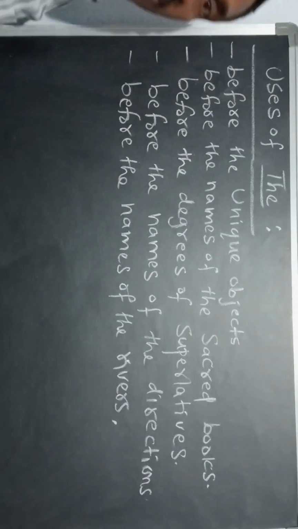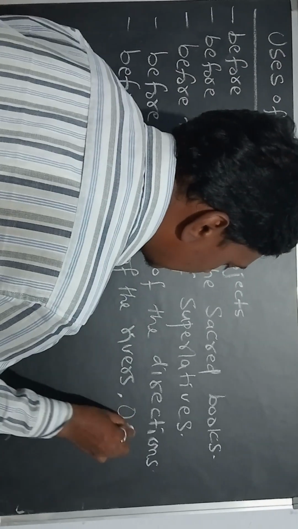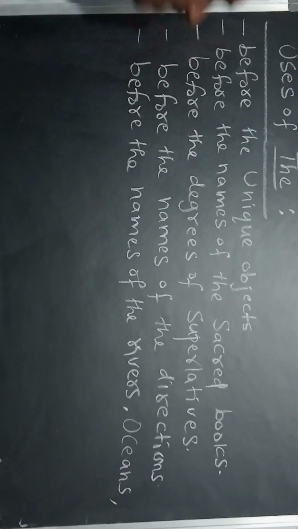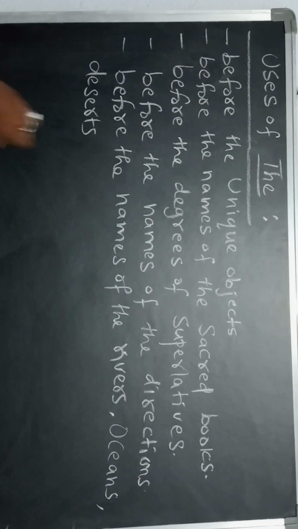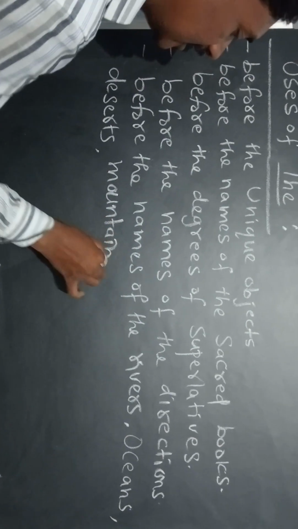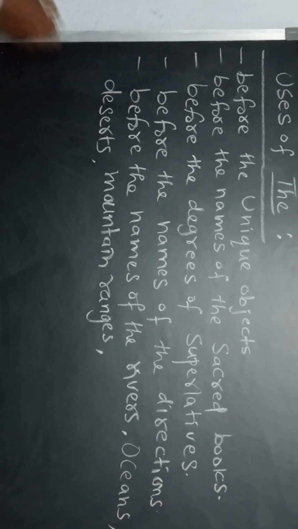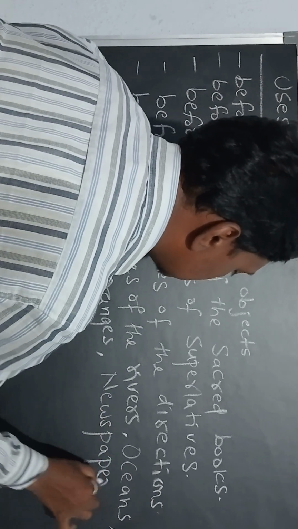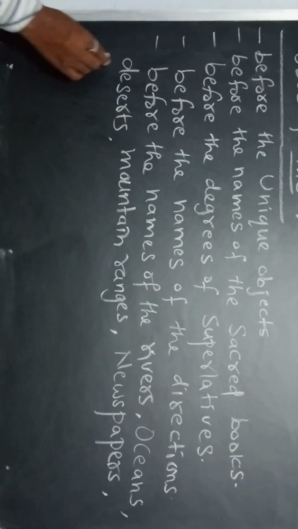Next, before the names of the rivers: the Ganga, the Yamuna, the Godavari, the Nile. Before the names of oceans, the Indian Ocean, the Antarctic Ocean, and deserts, for example, the Sahara Desert, the Thar Desert, and names of mountain ranges, and names of newspapers, the Eenadu, the Deccan Chronicle, the Hindu.